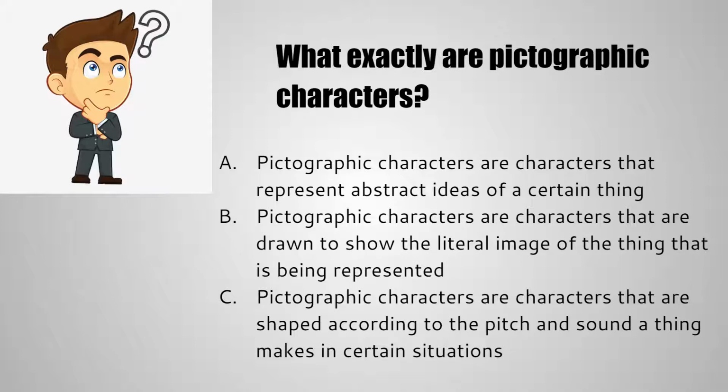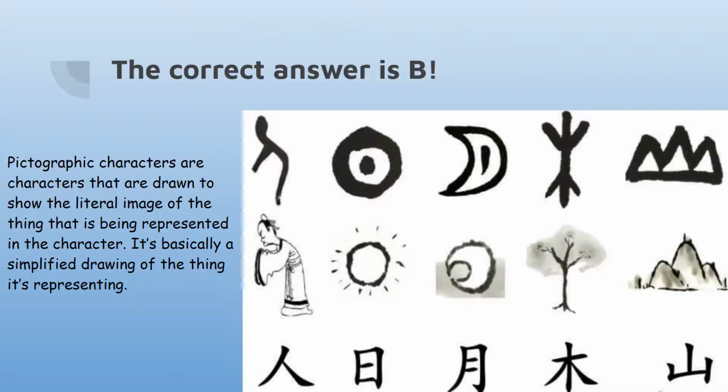Think about this for a couple of seconds. The correct answer is going to be B. Pictographic characters are characters that are drawn to show the literal image of the thing that is being represented by the character. What this means is it's basically a simplified drawing of the thing it's representing.